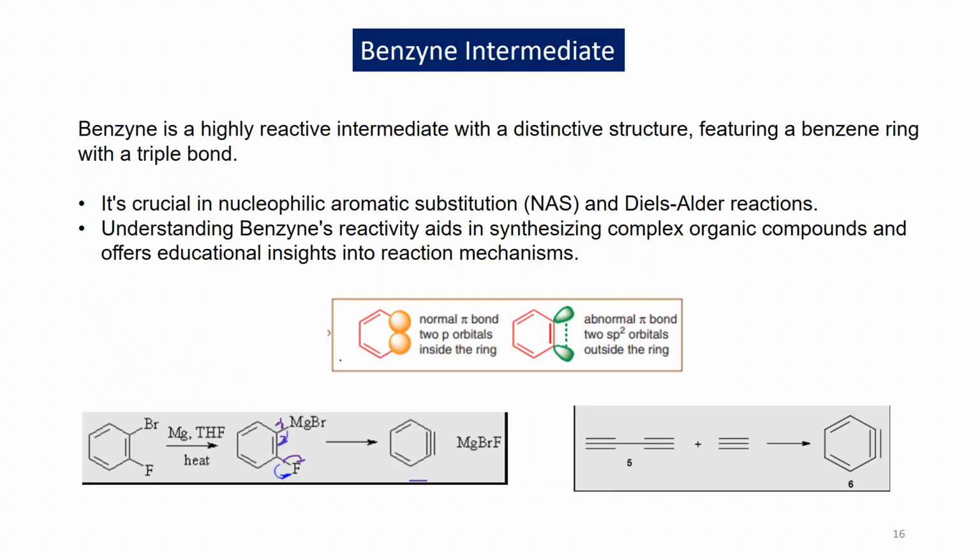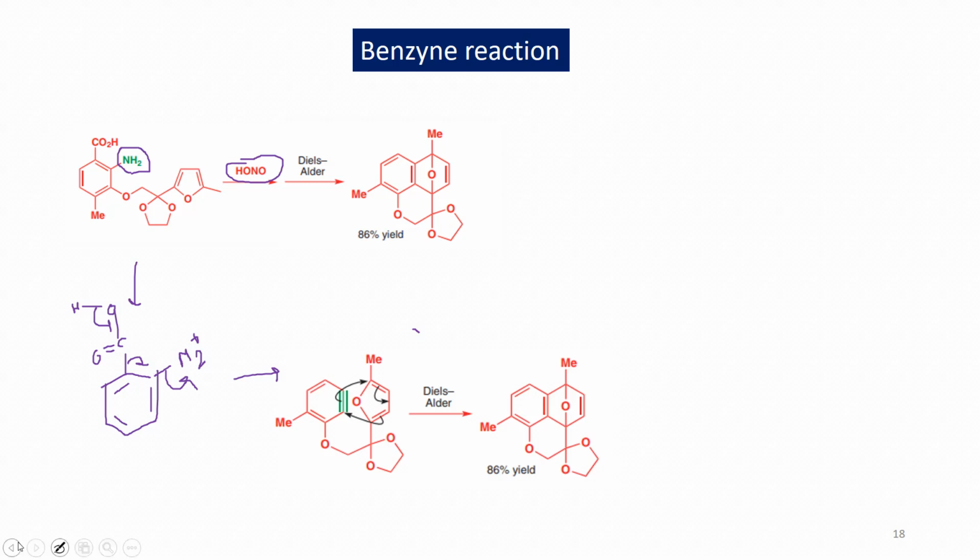Now to trap this benzyne intermediate, in the previous slide we discussed that it acts as a very good dienophile for Diels-Alder reaction. So there is a diene inside our system. This diene will undergo the Diels-Alder type of reaction, giving us our desired product. Okay? Understood? I hope it's clear. Let's go to our next question.